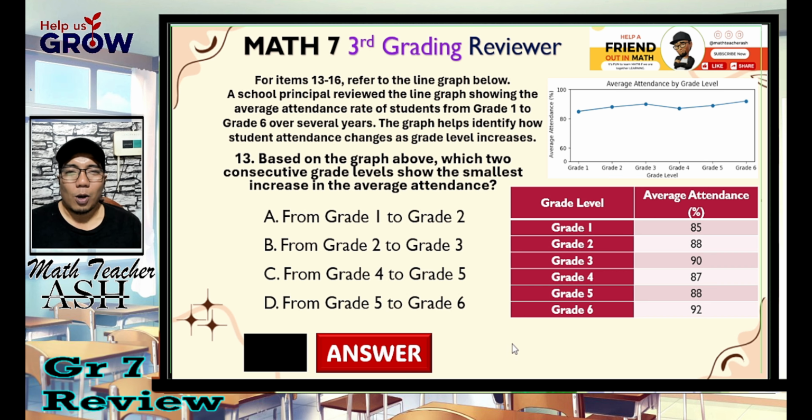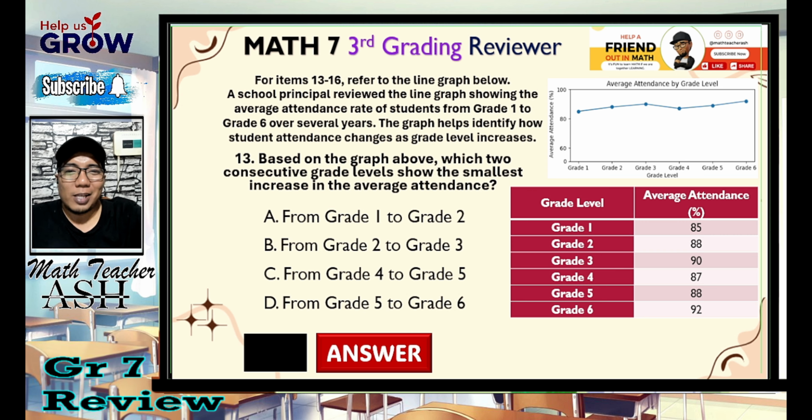Okay, my dear math learners, what we need to consider is the rate of increase. So we are talking about increase here. If we go from grade 1 to 2, that would be 85 to 88, that is positive 3. If we go from grade 2 to 3, that would be 88 to 90, and that is positive 2. So therefore, we are finding the smallest increase here. So letter C, grades 4 to 5, we have 87 to 88, and that is only 1.